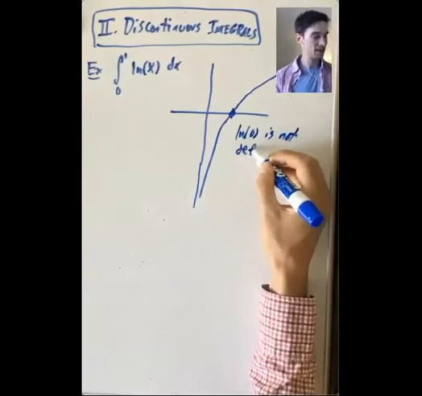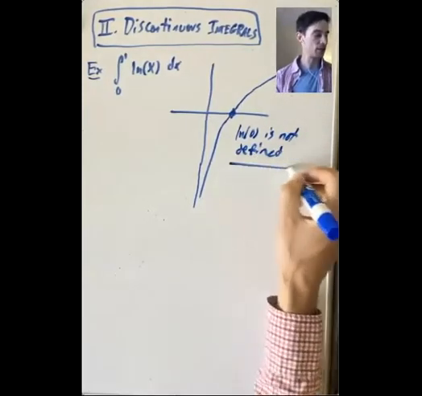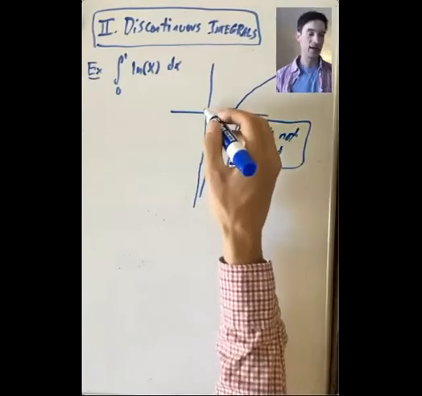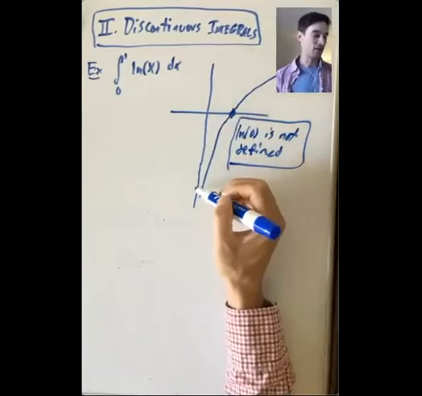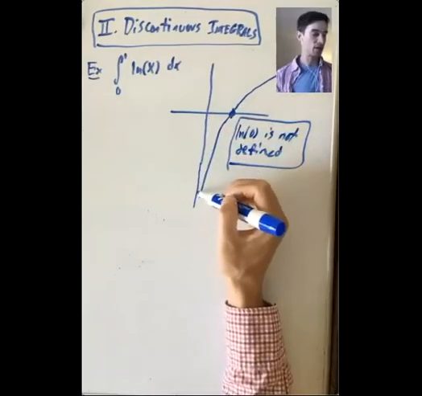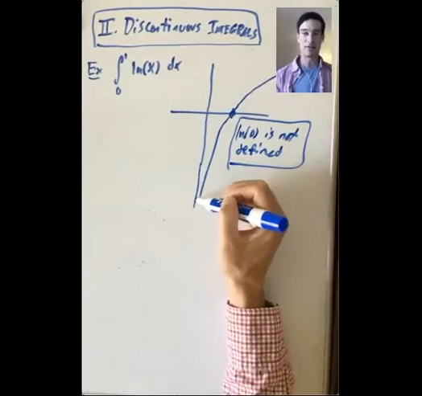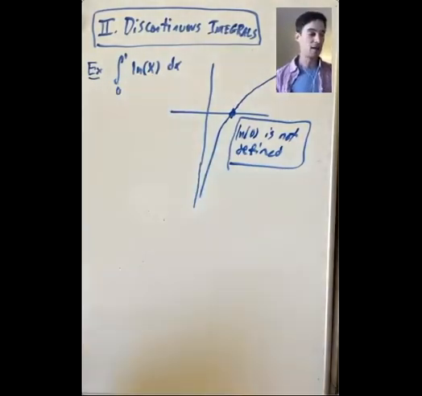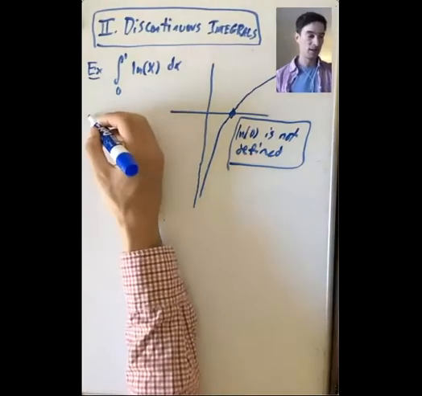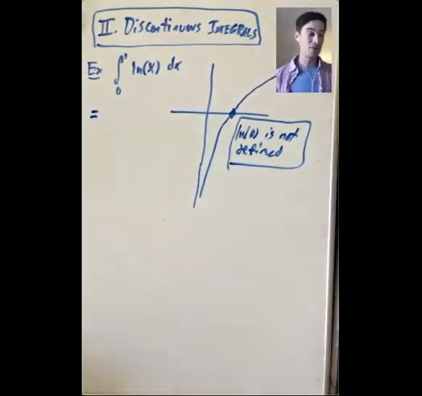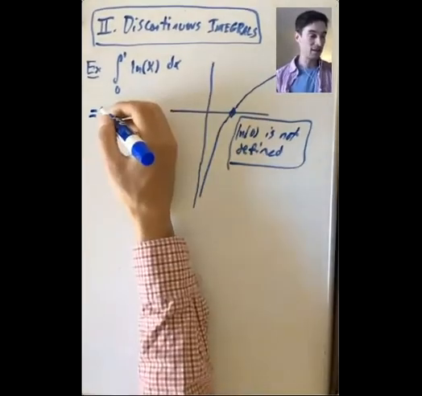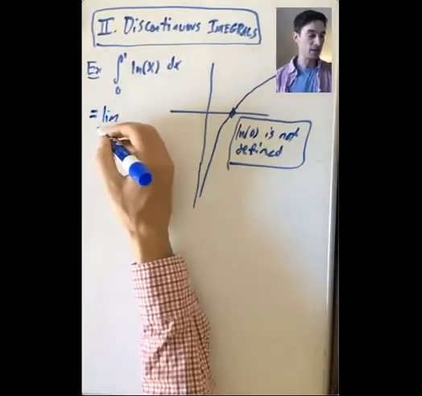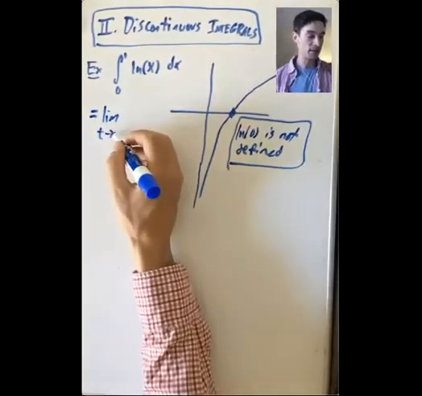We have this vertical asymptote to this function, that as x goes to 0 from the plus direction, natural log of x goes to -infinity. So the problem is the function is not defined at the bottom endpoint. So like we did in the first part, how are we going to fix this? We're going to define this integral in terms of a limit.